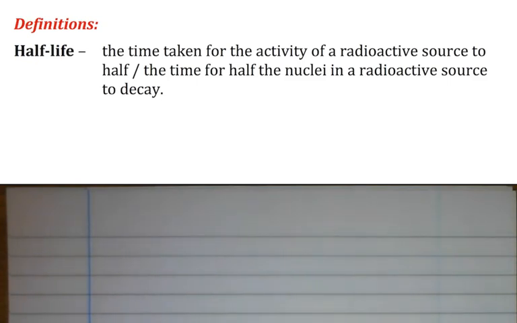It's possible to write an answer close to that, so maybe talk about if someone had said the time taken for the radioactivity to half, wouldn't get the answer, or the time for the radiation to half, wouldn't get the answer. Could even mention the time for the count rate to half, not going to get that. So we'll talk about the activity. So half-life is the time taken for the activity of a radioactive source to half.